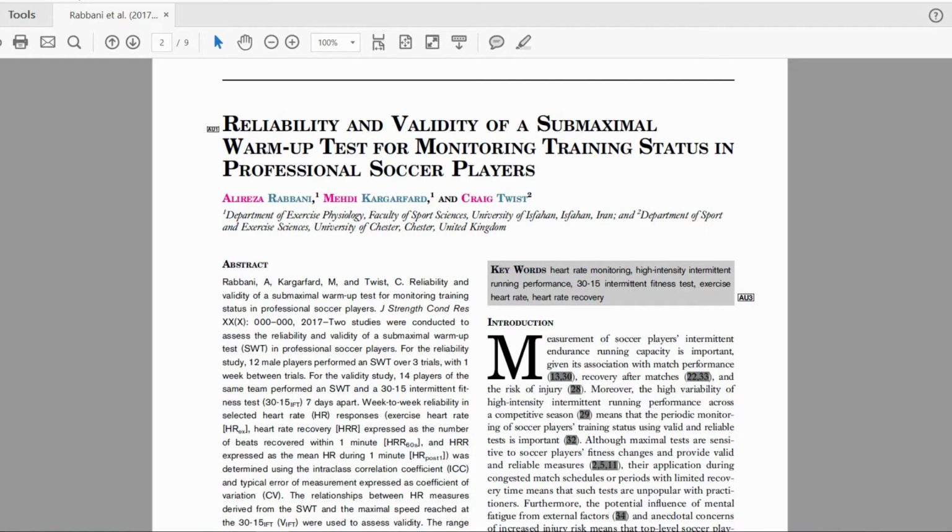However, because of the congested match schedules, the usage of maximal tests is limited, and we need some submaximal test for these purposes. There are different maximal tests in the literature, but they usually have a long protocol duration, or they need prior warm-up, which limits their regular usage in real-world scenarios.